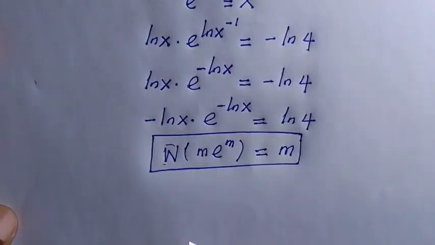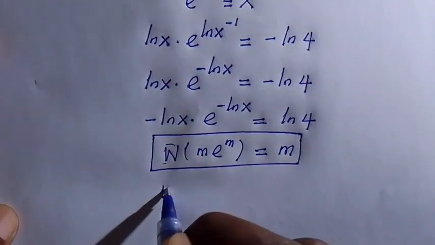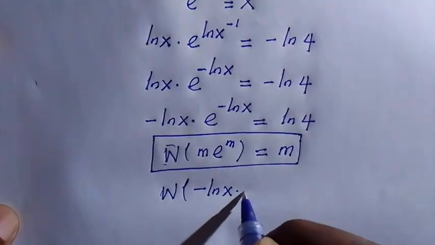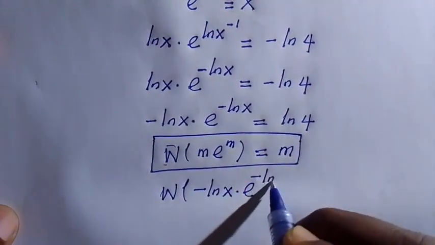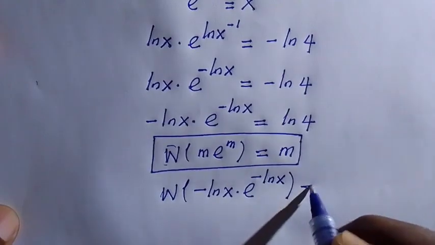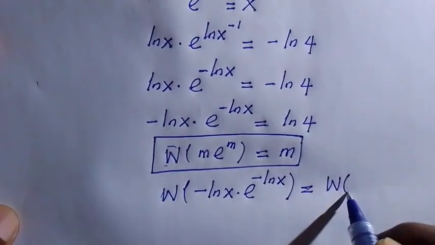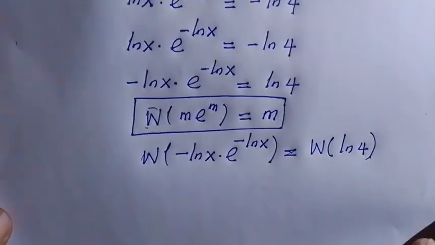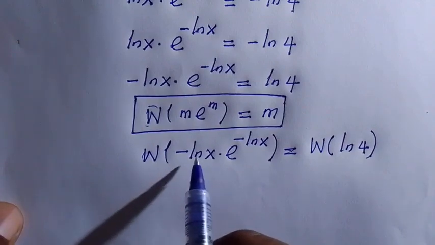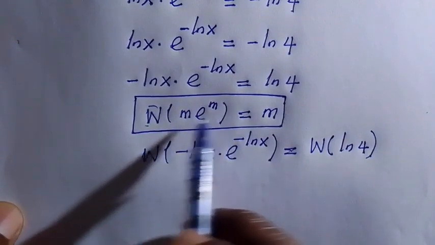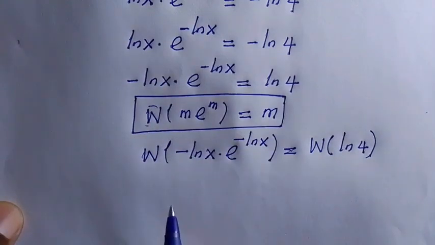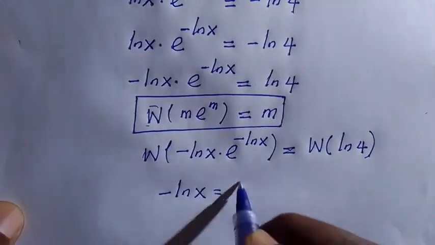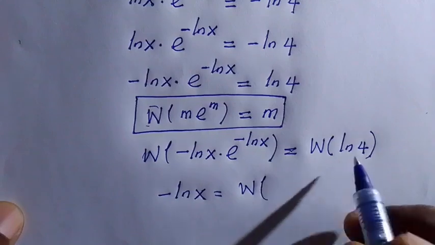So we can now introduce the omega function, which is omega of minus ln x multiplied by e to the power of minus ln x. Everything equals the omega of ln 4. So if this is what we have at this stage, we have to choose this minus ln x because we follow this formula. And here we have minus ln x equals the omega of ln 4.